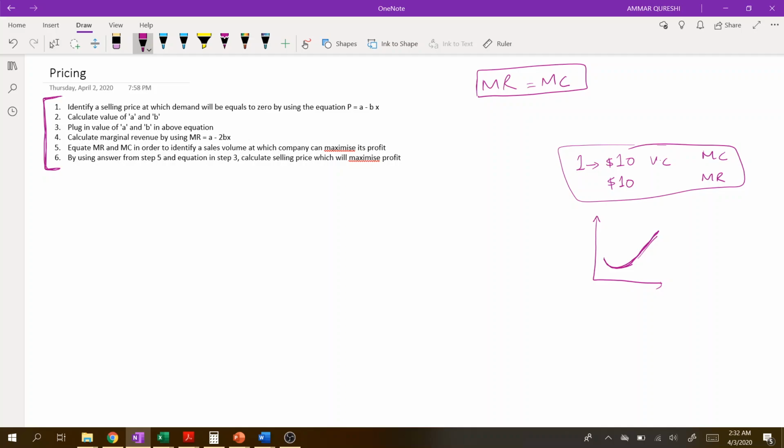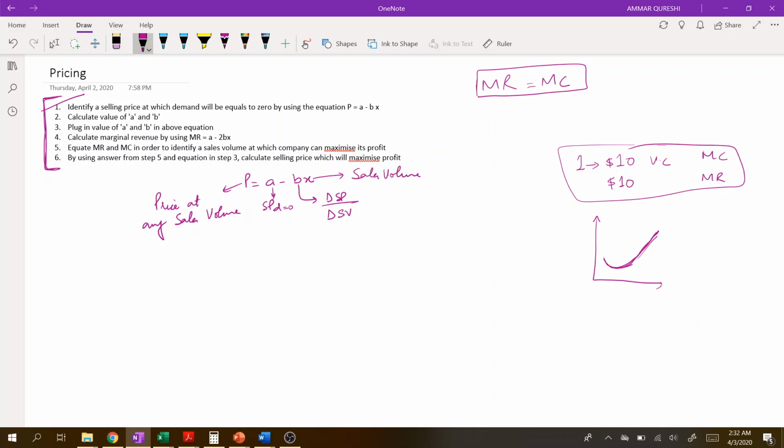So first of all, you have to identify a selling price at which theoretically demand will be equal to zero, and the formula is P = A - BX, where P is the price at any quantity or any sales volume. A is the selling price at which demand is equal to zero. B is the change in selling price divided by the change in sales volume. And X is the sales volume, right?